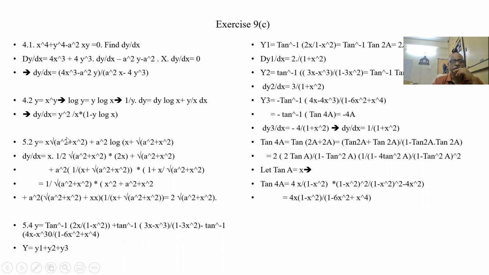Now, let us see 5.2. Y is x root a square plus x square plus a square log of x plus root a square plus x square. We want dy by dx. So y1 plus y2. So x root a square plus x square. This is x into 1 by 2 root a square plus x square.